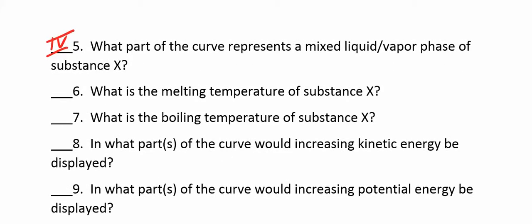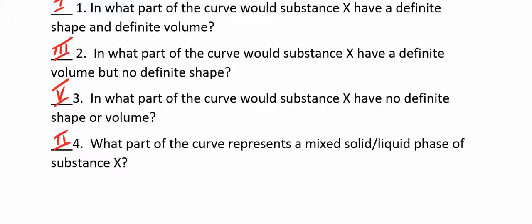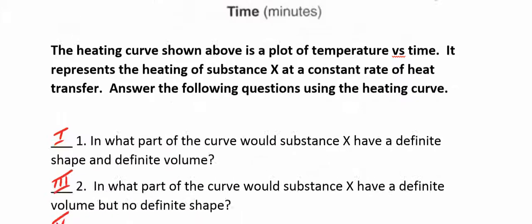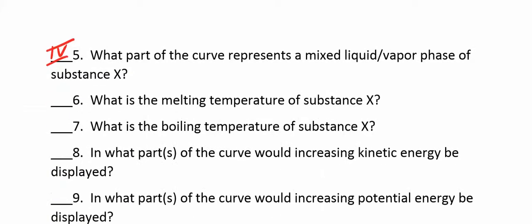With this substance X, they ask me, what's the melting temperature of substance X? Well, where does melting happen? On the curve, melting is going to happen right here, from here to here. What was that temperature? I'm going to estimate: if this is 30 and this is 60, that would be 45 in the middle, approximately. I'm going to approximate that to be about maybe 52, something like that. You may go a little higher, a little lower. I'm just going to say 52 degrees Celsius for number 6. So 52 degrees Celsius for that one.